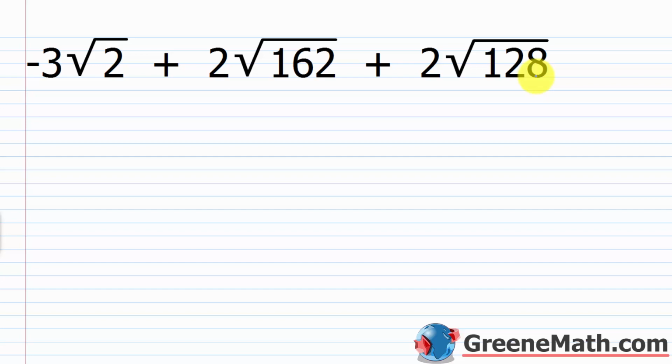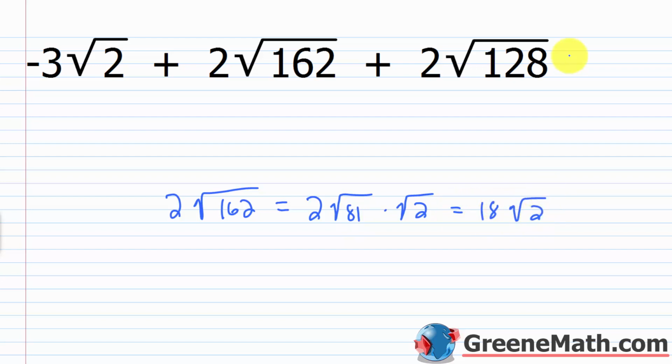This guy right here, this 2 times the square root of 162, you know 162 is 81 times 2, right? 81 is a perfect square, so I know this can be simplified. This is 2 times the square root of 81 times the square root of 2. The square root of 81 is 9, so I could say this is 2 times 9 or 18 times the square root of 2. So let's put equals. You have negative 3 times the square root of 2 plus this guy is going to be 18 times square root of 2.